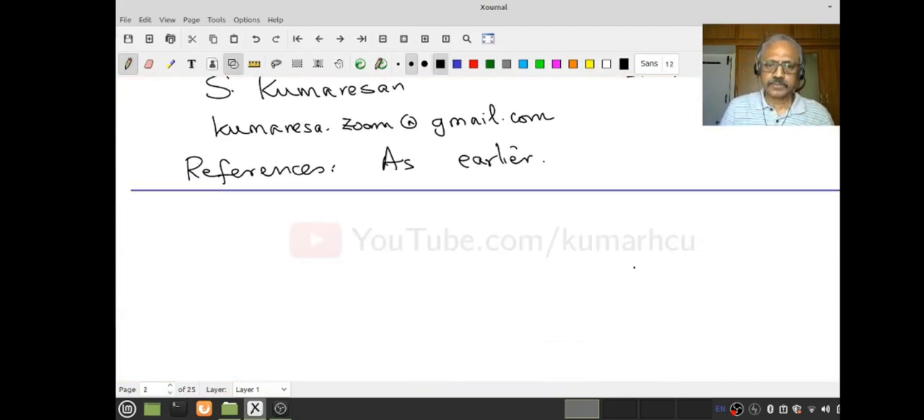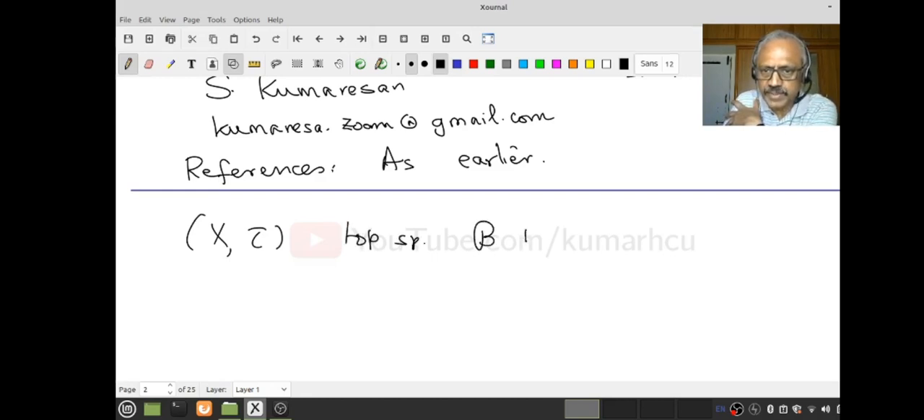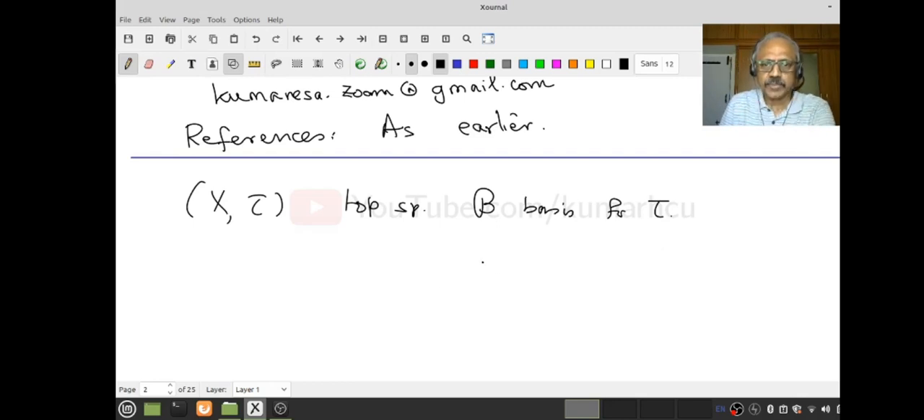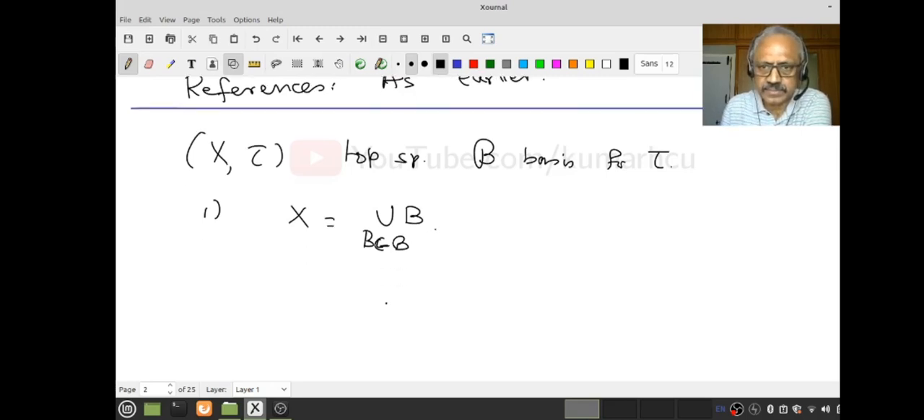So before going further, let us try to recall one important observation. Let X be a topological space. Let script B be a basis for the topology. I want to make some observations about a basis. The first thing we did was, X is the union of B over B in script B. That's the first thing. That's easy, right? And the second thing we looked at was this.